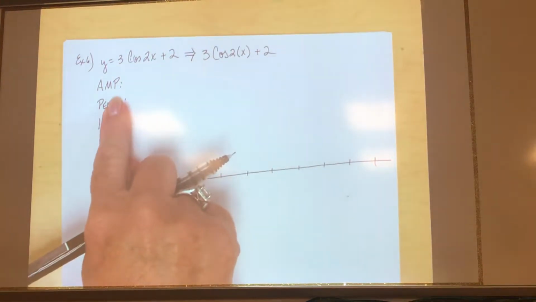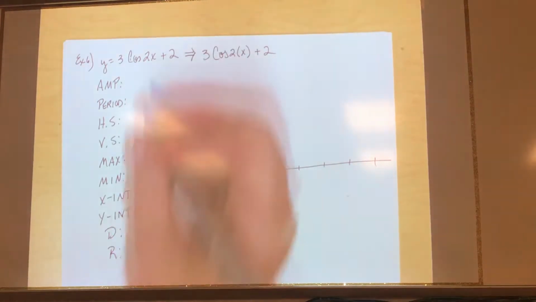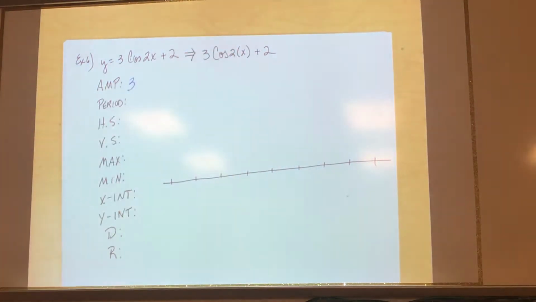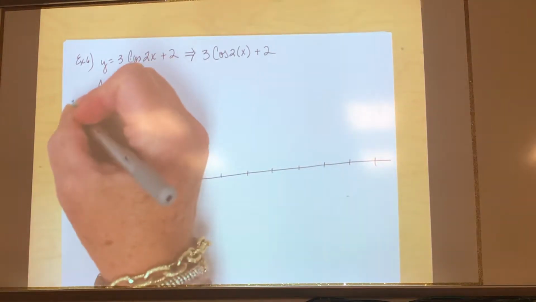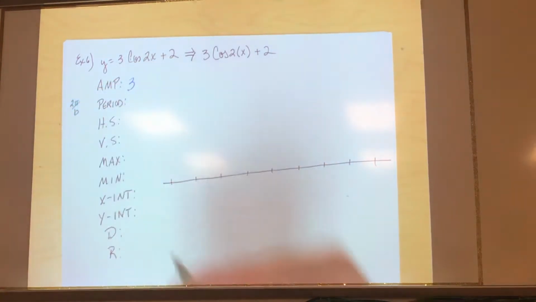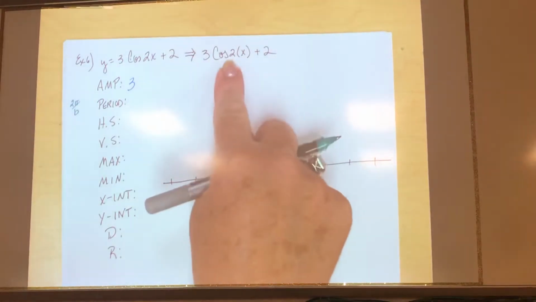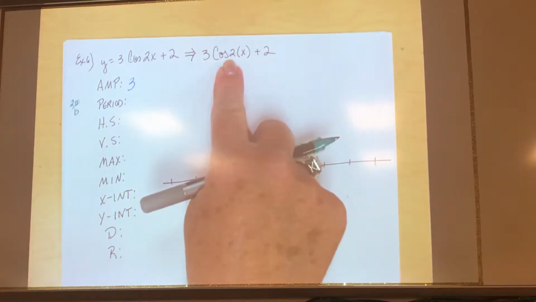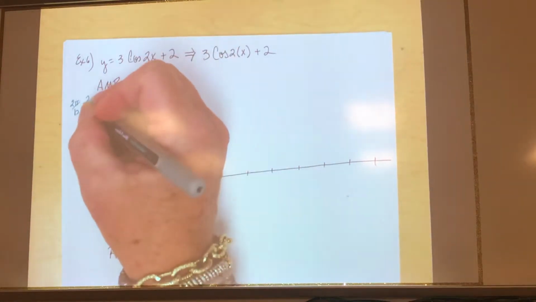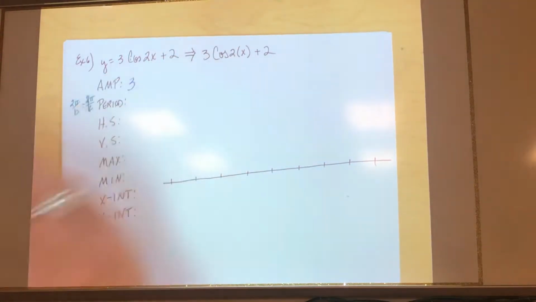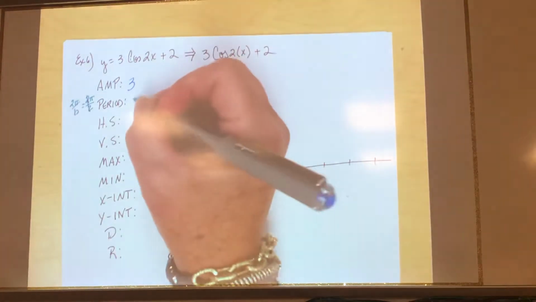Okay, so what is my amplitude? 3. Okay? Period. How do you find the period? What's the formula? 2 pi over b. What is b? 2. Okay? It's the coefficient of x. All right? So 2 pi over 2 is pi. So the period is pi.